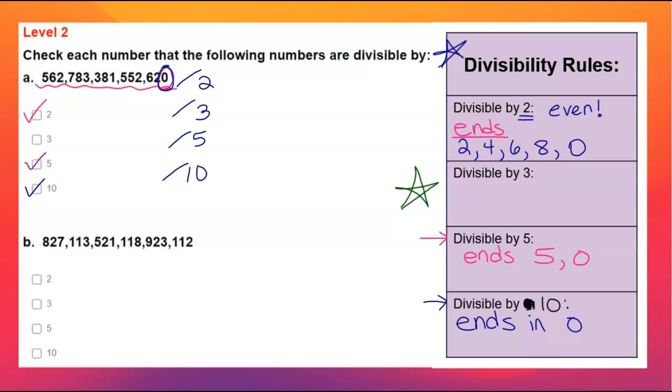We have to add up the digits. So we're going to find the sum of the digits. And if the sum of the digits is divisible by 3, the actual number is divisible by 3.